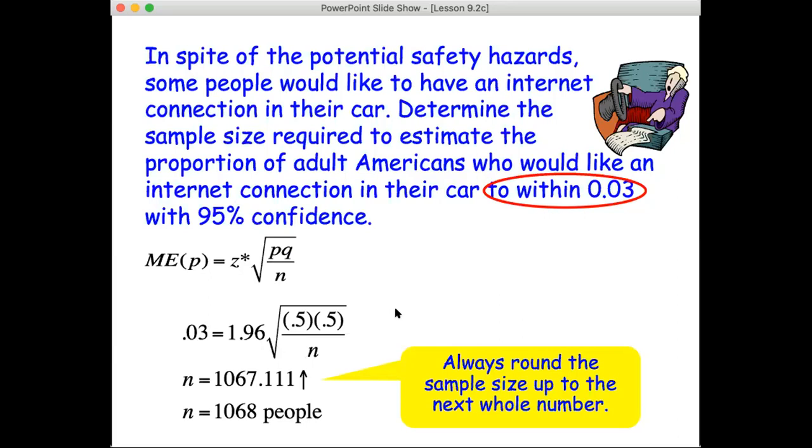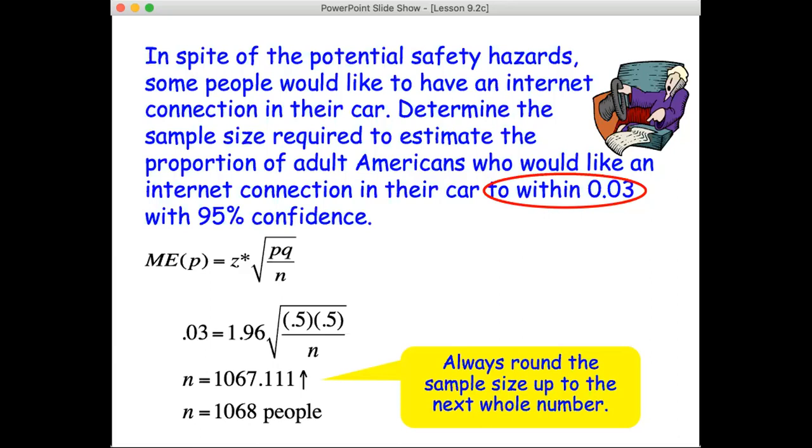So we use some algebra. Divide both sides by 1.96. Square both sides. You can multiply by N and then divide to solve for N, and on your calculator you get 1067.111.